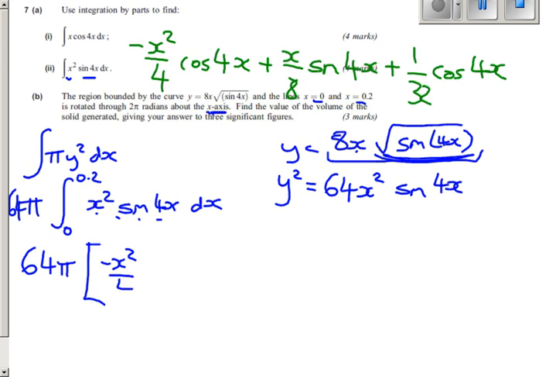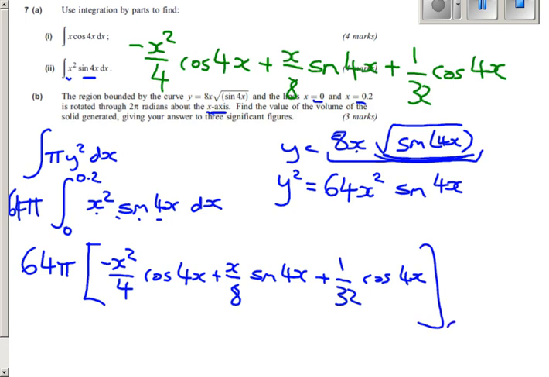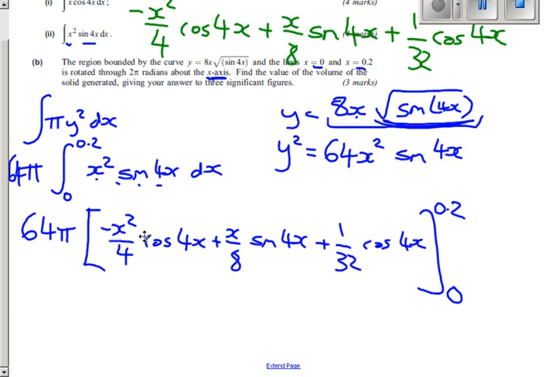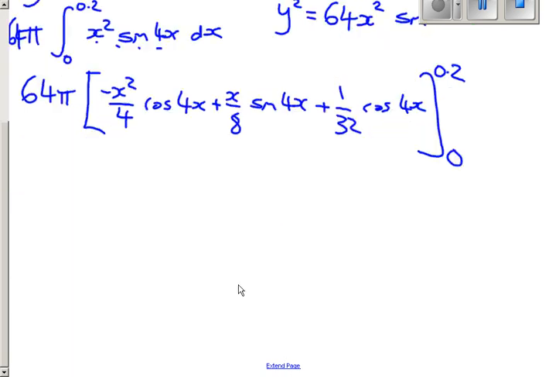X squared over 4 cos of 4x plus x over 8 sine of 4x plus 1 over 32 cos of 4x. And we've got to put in 0.2, and we've got to put it in 0. Of course, we're making sure that we're in radians mode as we do this, and filling in those values there.